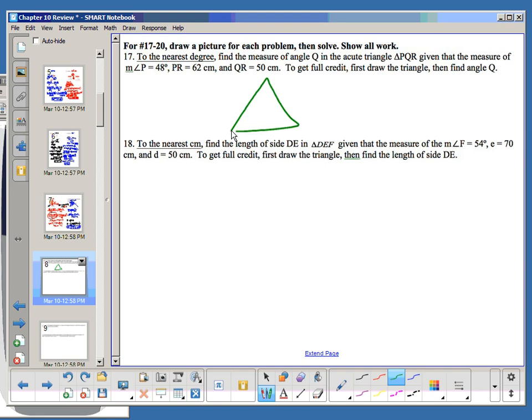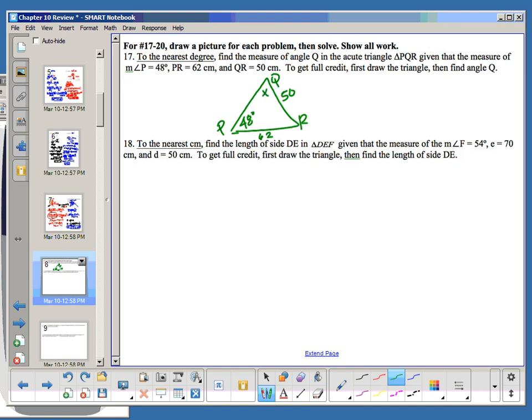Doesn't really matter. And PQR. So I'm just going to label it PQR. Okay, and then it says given that the measure of angle P is 48, so I'm going to fill in 48 degrees here. PR is 62, so that's this side right here. And QR is 50, so that's this side. They want us to find angle Q, so I'm just going to call that X so I know.